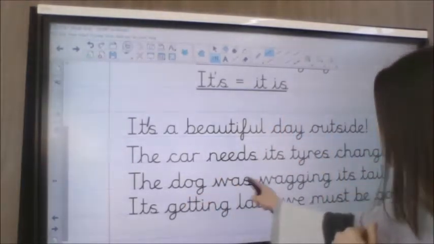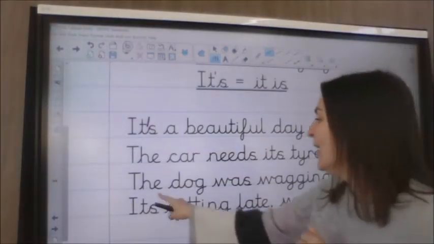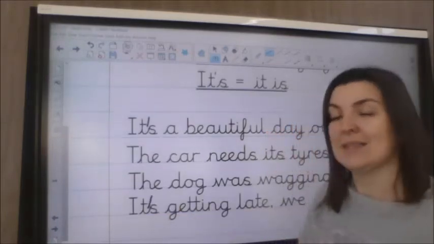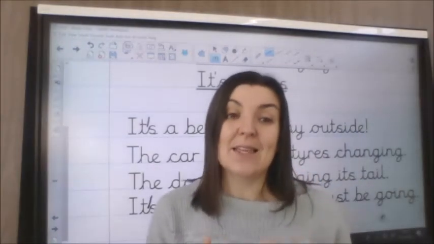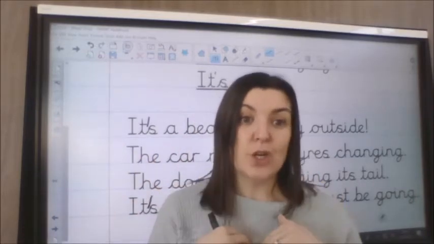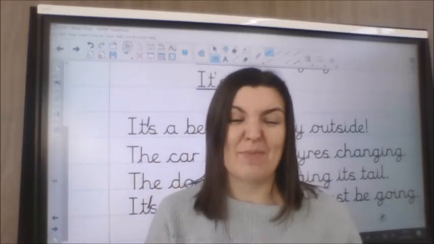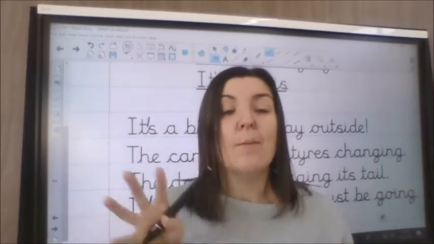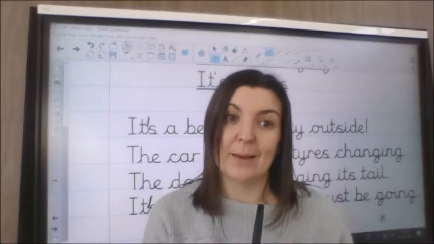And then finally, it's getting late, we must be going. So it is getting late, we must be going. Yeah, that makes sense. So with the word it's, the apostrophe is used for it is. If it just shows belonging, there's no apostrophe. Apostrophes are really confusing. That's why I wanted to go over that before we go into proofreading.